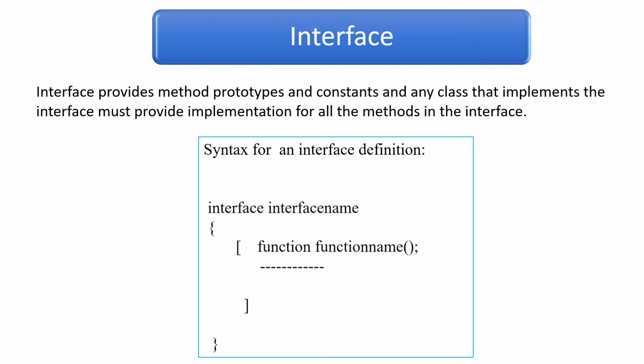Then methods of a PHP interface must be public only. Methods in an abstract class in PHP could be public or protected. In an abstract class, we can define as well as declare methods, but in an interface, we can only declare our methods.